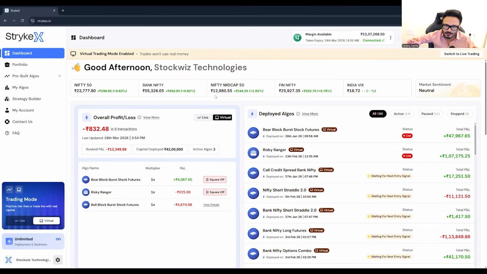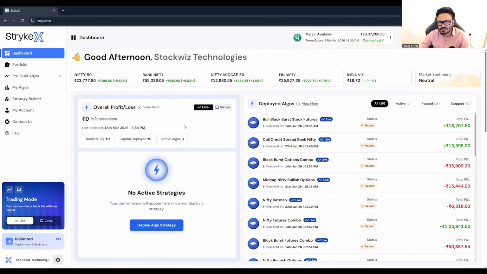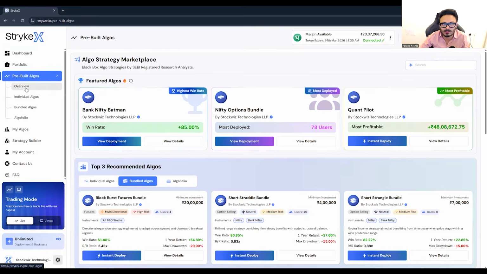Now, if you're already used to algo trading, you can directly go with the live deployment. When you come onto this particular screen, if you're a new user, all of this will be empty because you have not deployed any algo. So for that, you need to go to the pre-built algos section on the left-hand side of the panel. Here you will see featured algos, which show you the algos with the highest win rate, algos which are most deployed by users, and algos which are most profitable in the last 2 years.